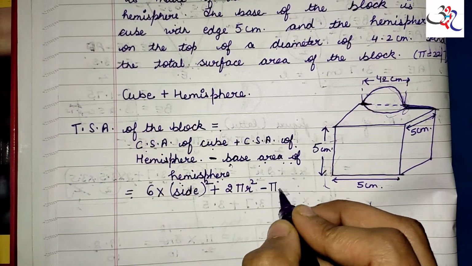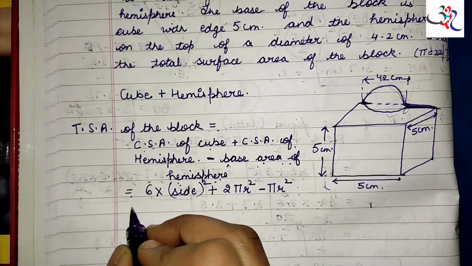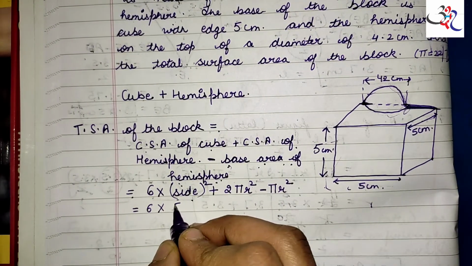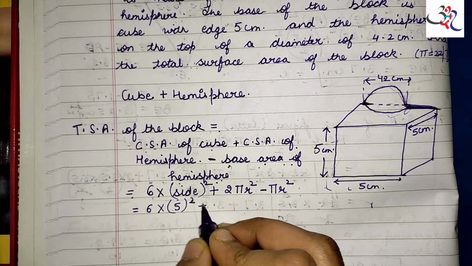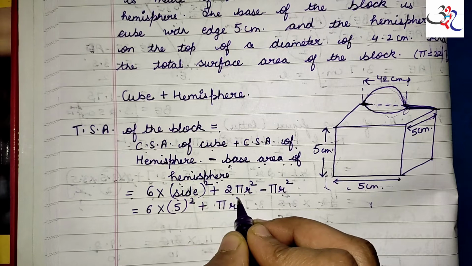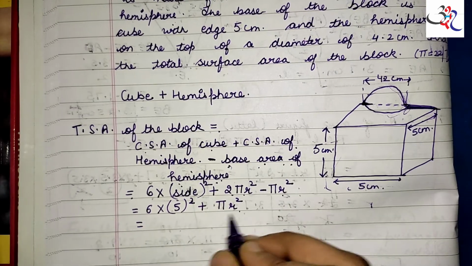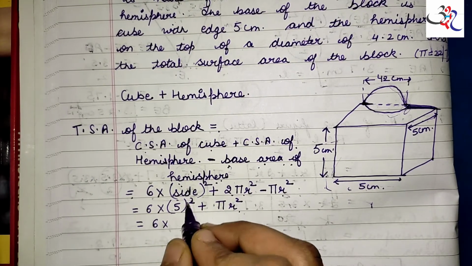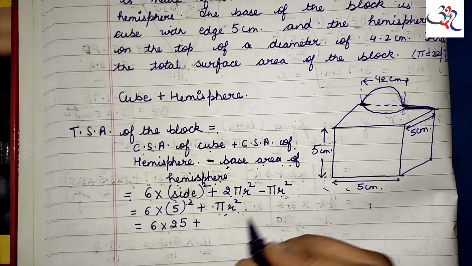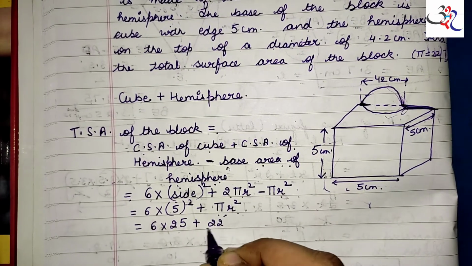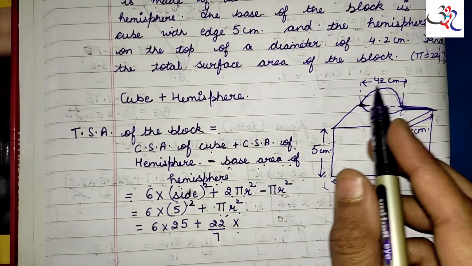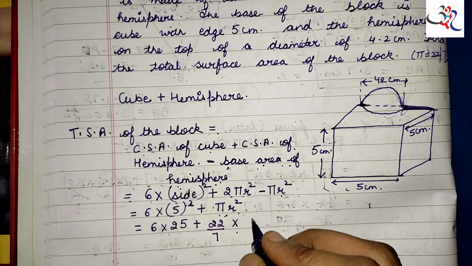Base area of hemisphere is equal to pi r square. So 6 into side square. Side is 5, so square plus 2 pi r square plus 5 r square will give me only pi r square. So from here, 6 into 5 square will be 25. Pi it is given to us to take 22 by 7 into radius is what? This is my 4.2 centimeter.